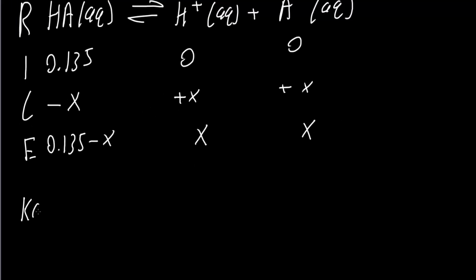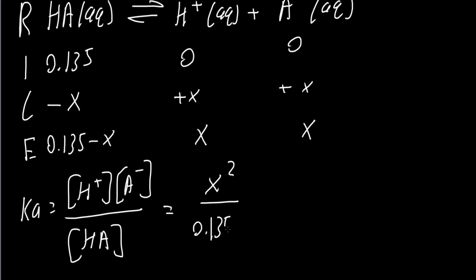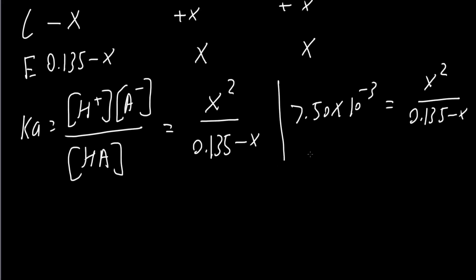So Ka is equal to H plus, the product, times A minus, the product, divided by HA. This right here will equal X squared divided by 0.135 minus X. And Ka in our given problem statement was 7.50 times 10 raised to negative 3, and this will equal X squared divided by 0.135 minus X. So we will want to solve for X.